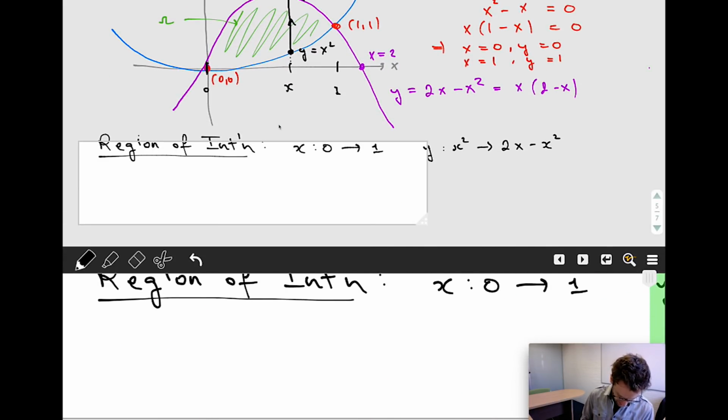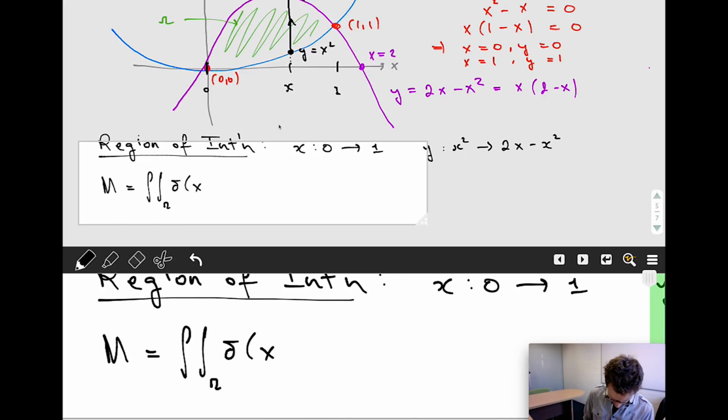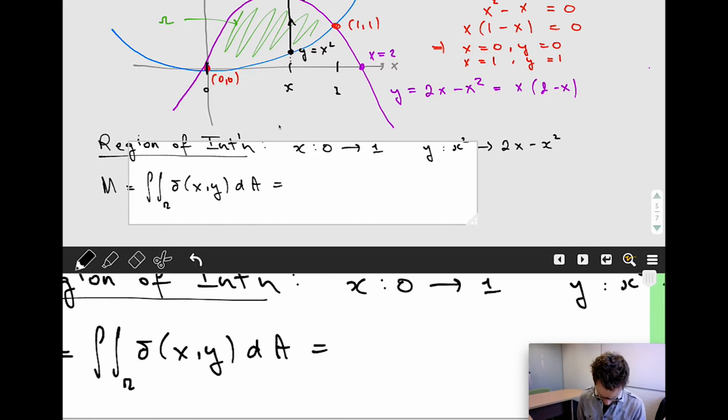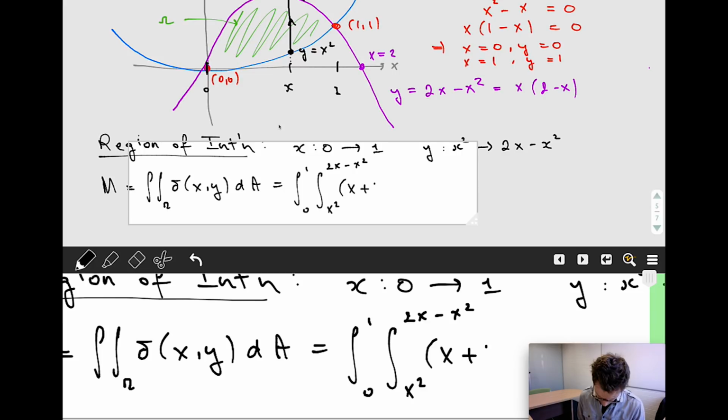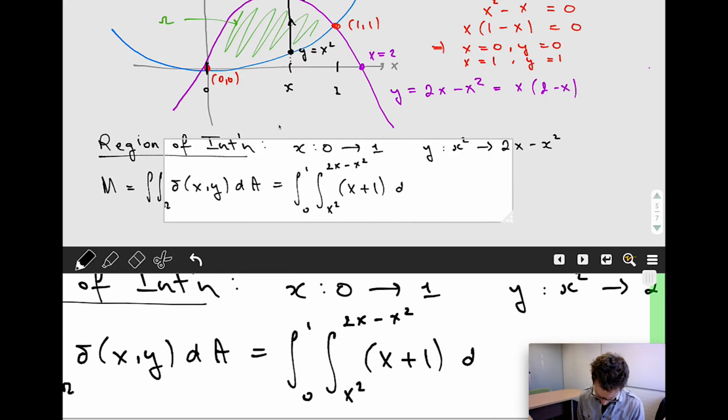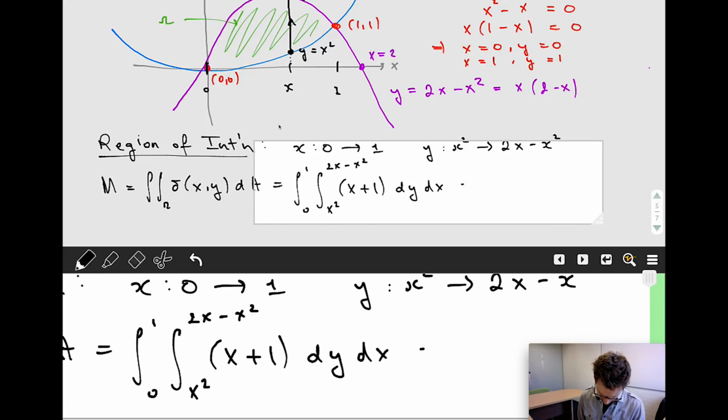So let's set up the mass integral. That's going to be the double integral over the region of integration of the density times the area element. So that becomes the integral from 0 to 1, y goes from x squared to 2x minus x squared. The density is given by x plus 1, and we're doing the y integral first and then the x integral. So I'll leave you to do that double integral. I'll just give you the answer. It's equal to 1/2.